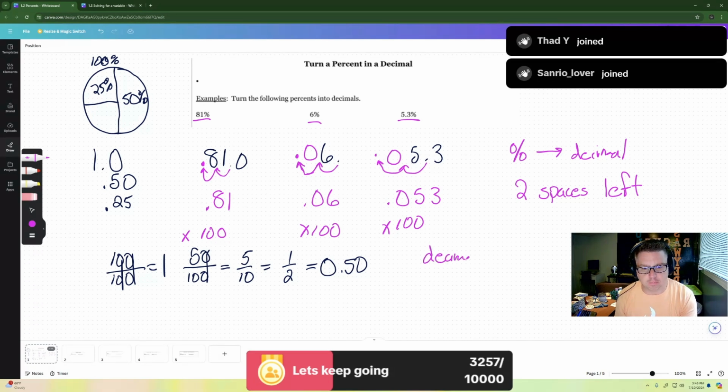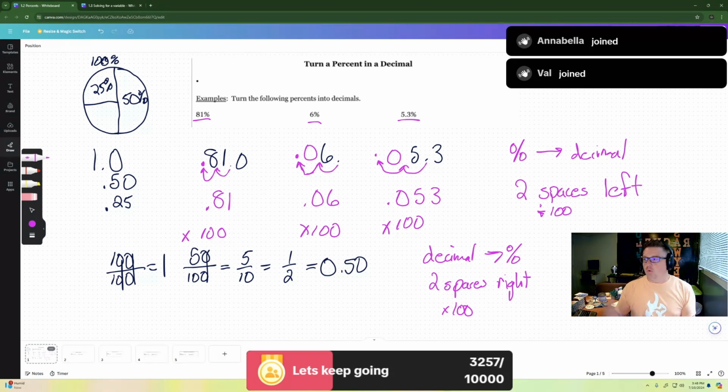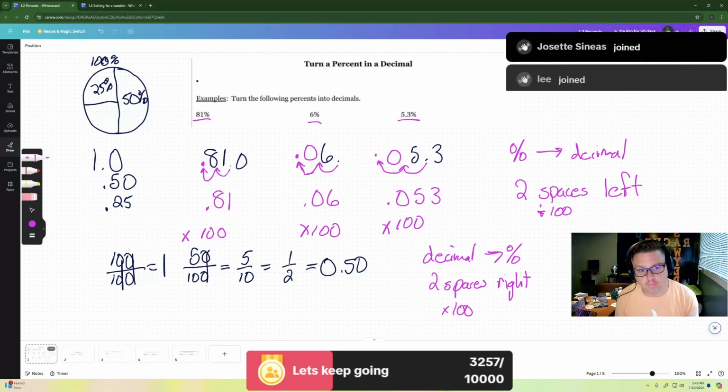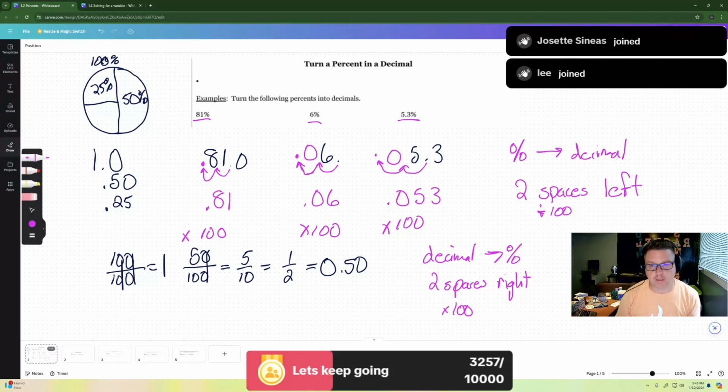If we want to do decimal to percent, that's when we want to go 2 spaces right. And we could also talk about multiplying by 100, and then this one would be dividing by 100. So once again, when we convert one way to the other, there's always the inverse operation to get back to what we want. So we're either going to multiply or divide by 100. We can move it 2 spots to the left or 2 spots to the right. So you can convert both ways. Okay.